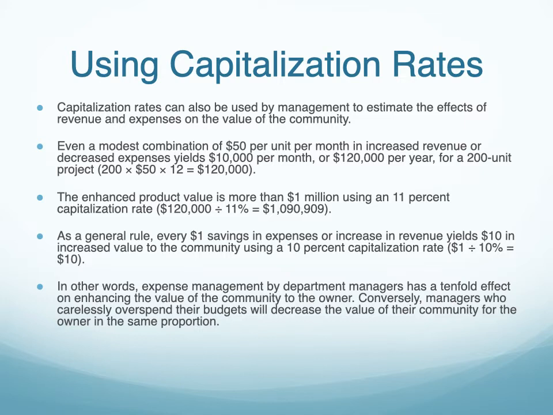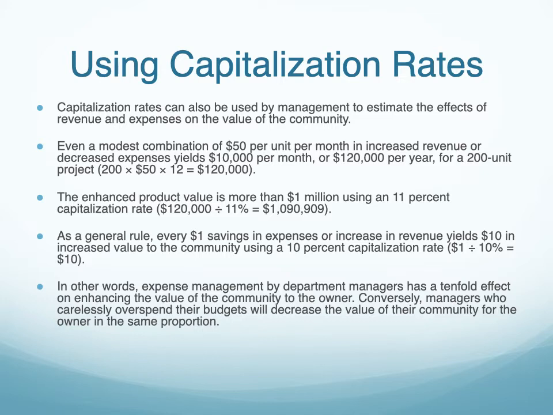The enhanced value of your community is more than $1 million using an 11% capitalization rate. So you take $120,000 and divide that by 11%, that comes out to $1,090,909. So if you were to increase your revenue per month by $50 or decrease your expenses per month by just $50 per unit, you're adding $1,000,000 worth of value to your community.